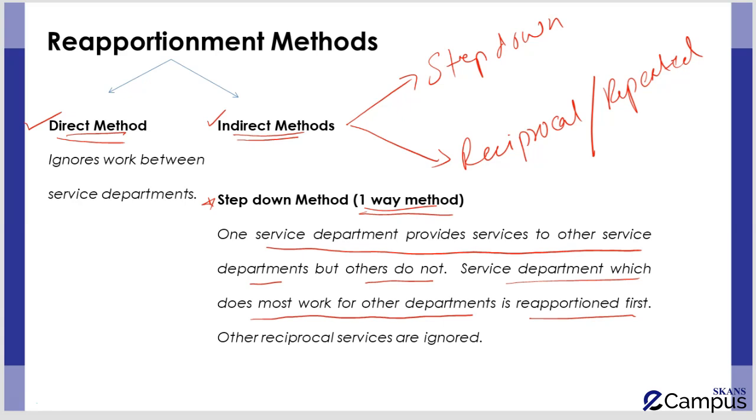It means, again continuing with stores and maintenance, if the stores department provides service to the maintenance department and maintenance does not provide any service to the stores, then it's a one-way method. One service center is giving service to the other and the other does not. So in this situation, we use the step down method. For the step down method, if stores give service to maintenance, then stores will be reapportioned first and then maintenance.